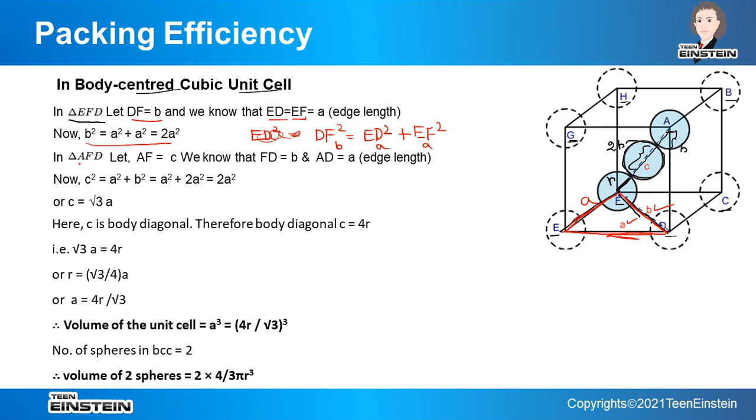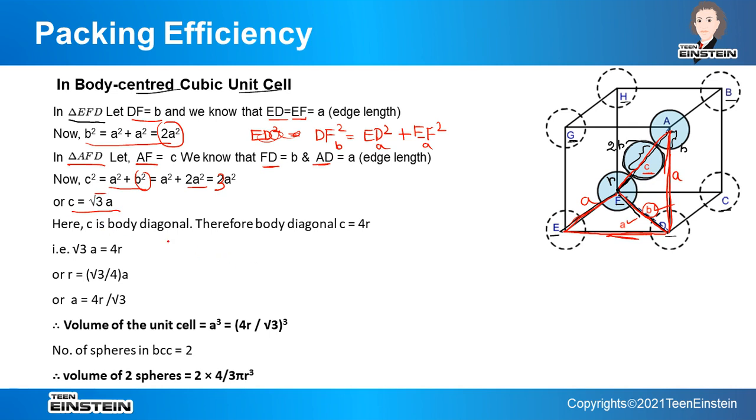Next we will consider another triangle, which is AFD. Now what is AFD? AFD is this one. For this triangle, we can write that AF is actually C. It is mentioned here. And FD is B, which we have already calculated. And AD is A. Now C square will be equal to A square plus B square. Now B square we already calculated, it is equal to 2A square. So in place of B square, we will write 2A square. So it will be 3A square. Fine. So C square equals 3A square, that means C will be equal to root 3 A.